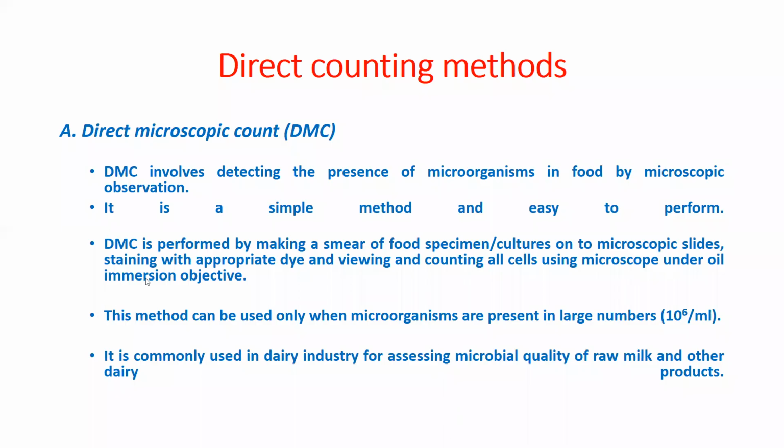So for this oil immersion objective, basically we are using 100x, okay? And this method can be used only when the microorganisms are present in large numbers, that means 10 to the power 6 CFU per ml. It is commonly used in the dairy industry for assessing the microbial quality of raw milk and other dairy products. So in the dairy industry, we use this direct microscopic count.